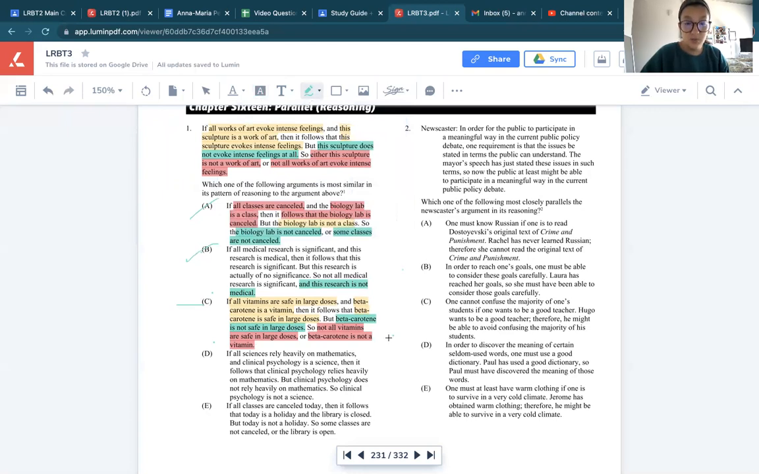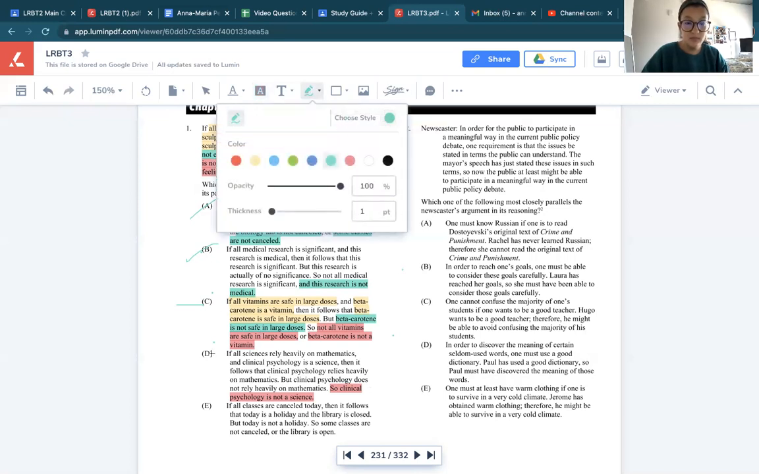If all sciences rely heavily on mathematics and clinical psychology is a science, then it follows that clinical psychology relies heavily on mathematics. But clinical psychology does not rely heavily on mathematics, so clinical psychology is not a science. Now, this last sentence does not follow the reasoning structure of the stimulus. It says, so either there are two options. So based on the fact that clinical psychology does not rely heavily on mathematics, they are only reaching one conclusion. So clinical psychology is not a science. There's no two options and there's no or. So D is out.